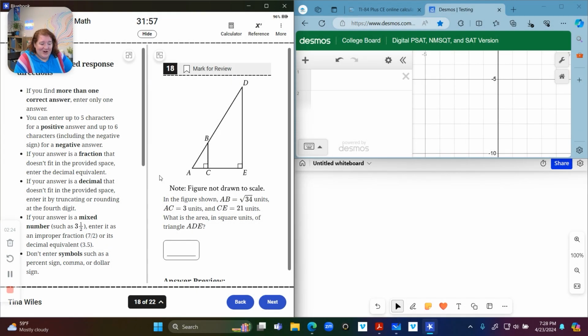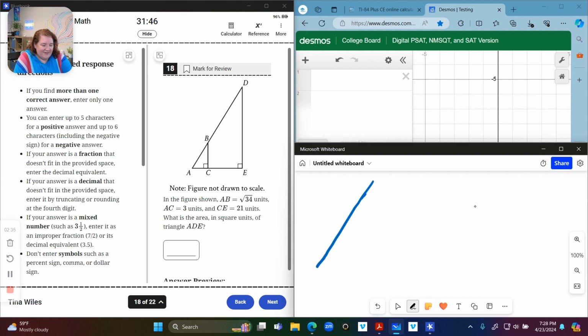All right, 18. Everyone loves some geometry problems. So if I have AB, that's right here, is root 34. AC is right here, 3, and CE is 21. And I want to know the area of a triangle.